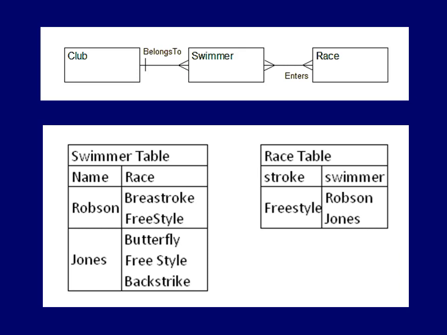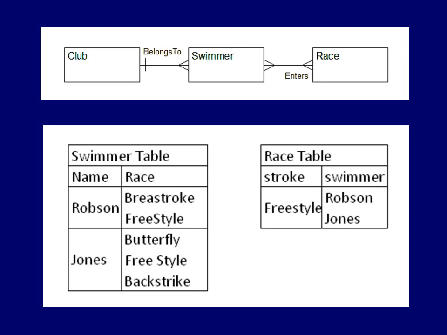You see, if I wanted to implement this model of club, swimmer, race, I'd have to have in swimmer, for each swimmer, more than one race. Or do it the other way around, for each race, I'd have to have more than one swimmer. And that just isn't allowed. It won't work. A relational database must have a single value in each cell.